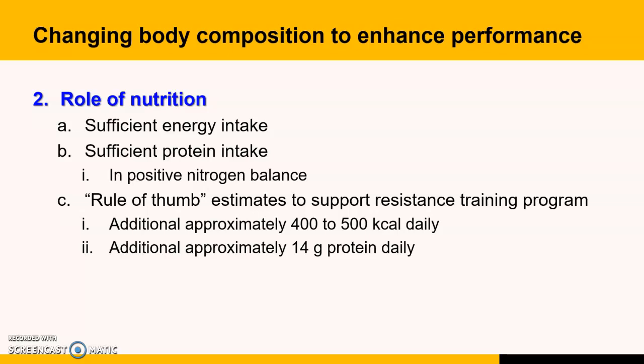Kita estimated that an additional 5 kilocalories above baseline energy needed is required to support the growth of 1 gram of tissue. Okay. So the rule of thumb to estimate support resistance training program adalah additional approximately 400 to 500 kilocalories daily dan additionally approximately 15 gram protein daily.